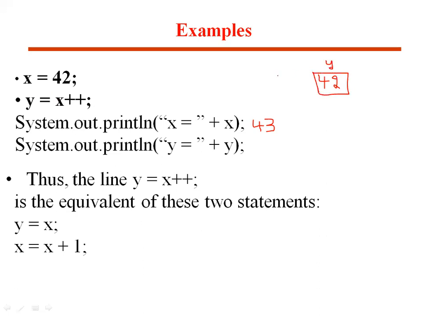Then x is also 42 now. After assignment, what will it do? It increments x value. One operation is over, then it performs the second operation, increment. So x value becomes 43. After this statement, when you print x value, what is the current value of x? 43. And when you print y value, what is the value in y? 42. It prints like this.